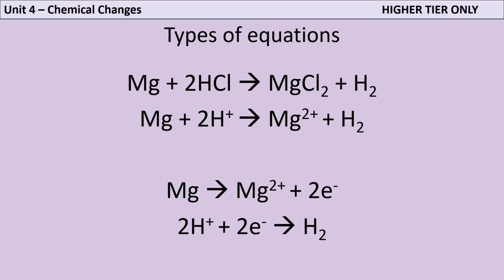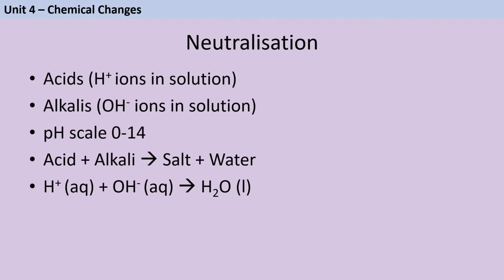So for your ionic equation, you just split apart every ionic compound that is in your symbol equation, and then get rid of anything that doesn't change. So in this example, chloride ions are the same on the left and the right, so they're not interesting, so we just miss them out. And then your half equations we'll get onto a little bit more when we do some electrolysis.